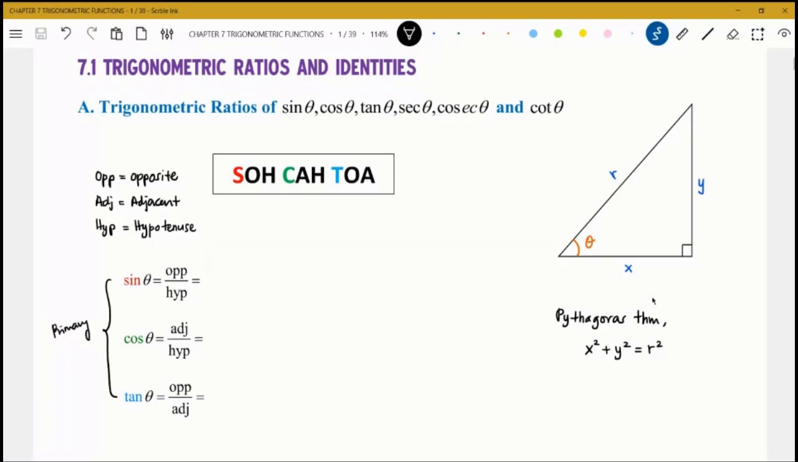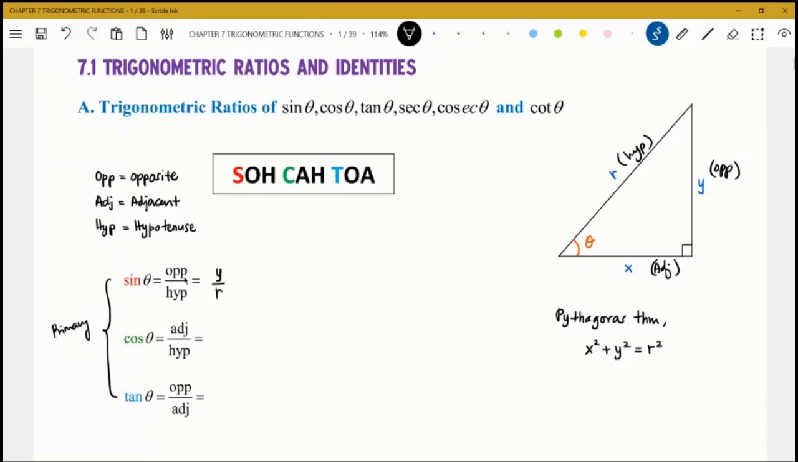Okay, by Pythagoras theorem, we're going to have X square plus Y square equal to R square. Okay, so to find your sine, cos and tangent, we have the formula, which is opposite over hypotenuse for the sine. So the opposite of the angle here is Y, and the hypotenuse is R. So ini adalah opposite dia, ini adalah adjacent, this one is the hypotenuse. So the opposite is Y and the hypotenuse is R, so Y over R for sine theta.